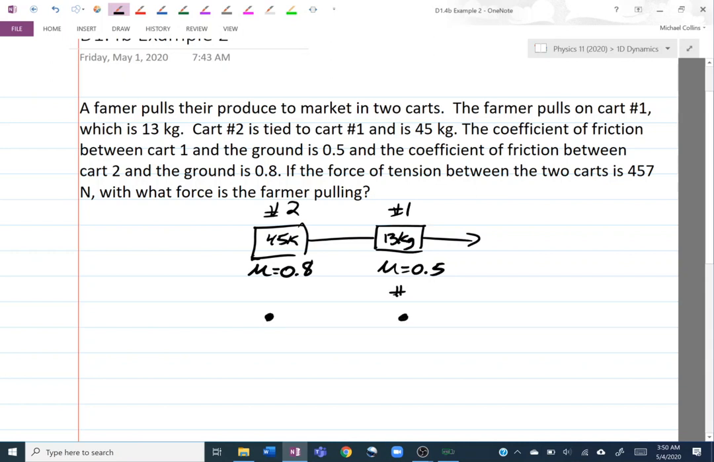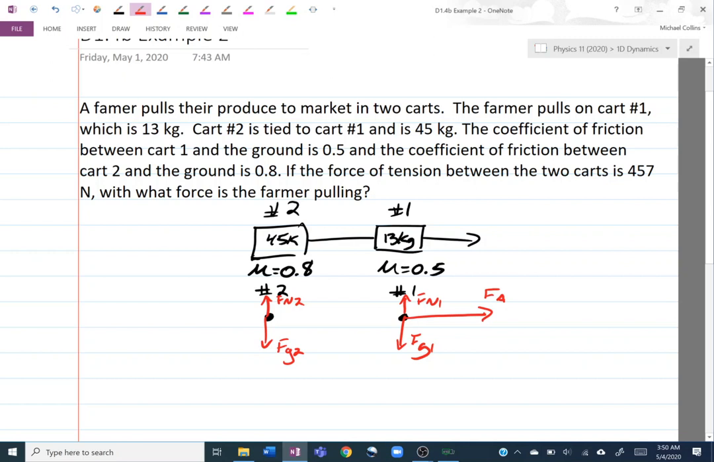There would be my carts, and I can label them if I want. And again, I'm going to do my forces in red. My easy forces: I've got an applied force pulling on cart number 1. I've got an Fg going down on cart 1. I've got an Fn going up on cart 1. I've got an Fg going down on cart 2 and an Fn going up on cart 2. And I'm going to go back and add those numeric subscripts.